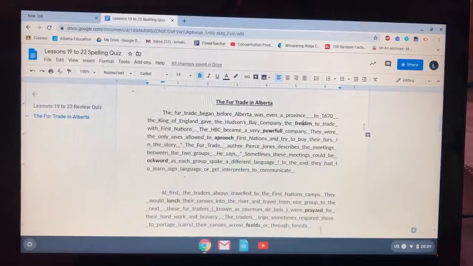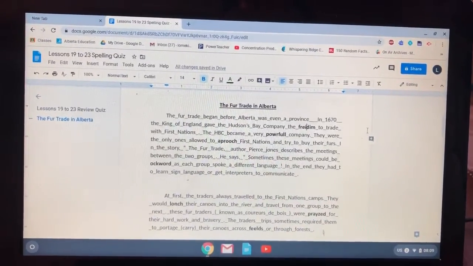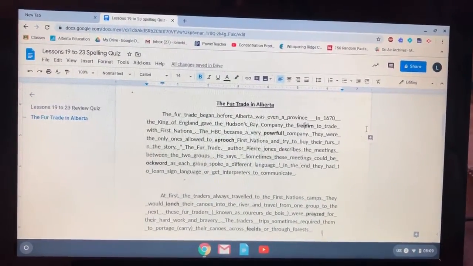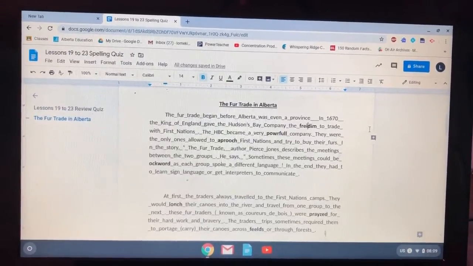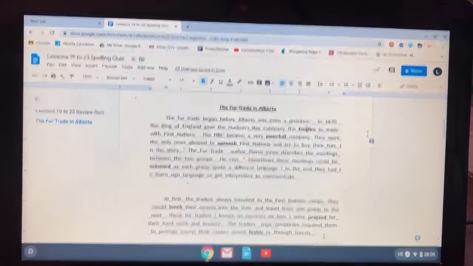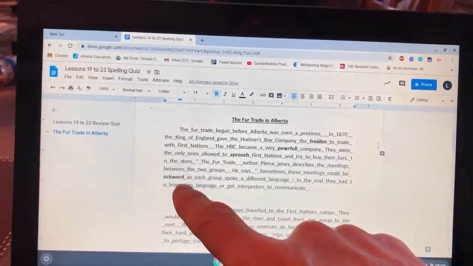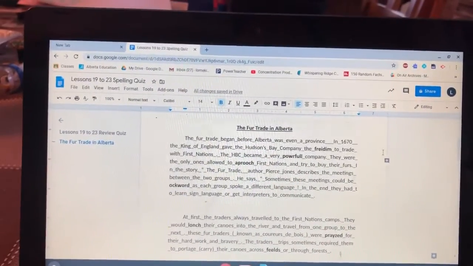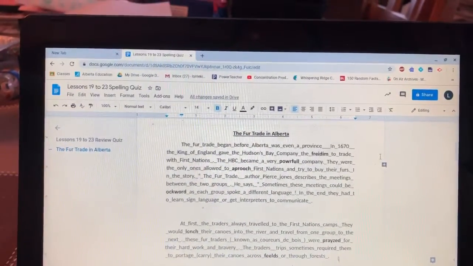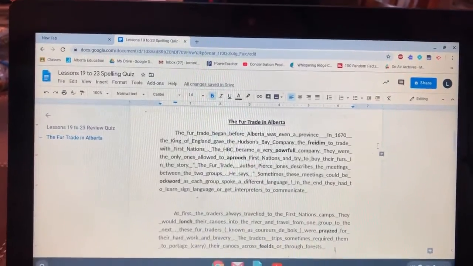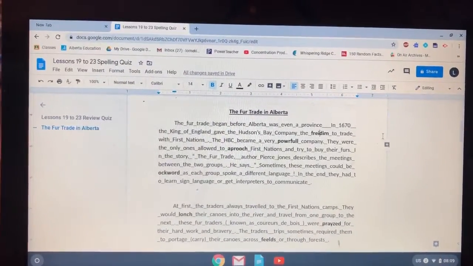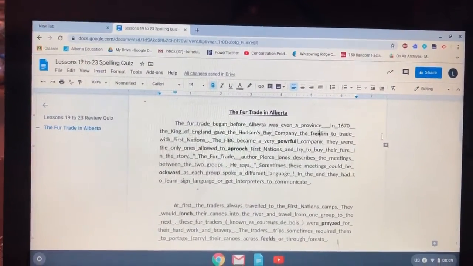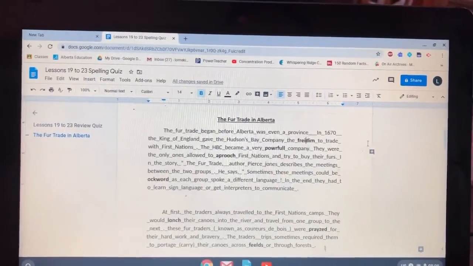In the story, The Fur Trade, author Pierce Jones describes the meetings between the two groups. He says, sometimes these meetings could be awkward. So awkward is the 4th word. Make sure it's spelled right. Could be awkward as each group spoke a different language. In the end, they had to learn sign language or get interpreters to communicate.